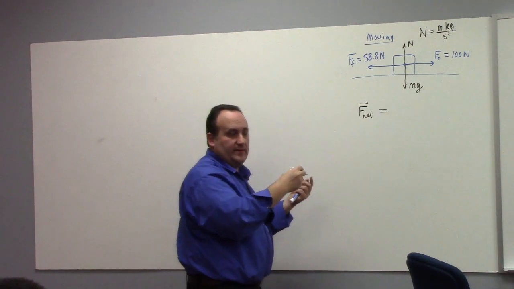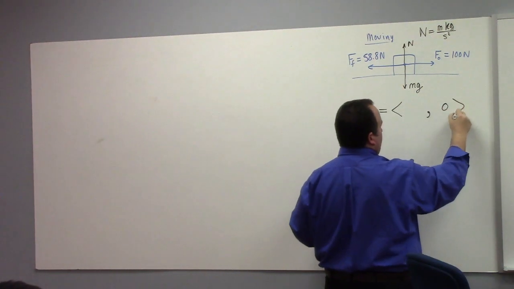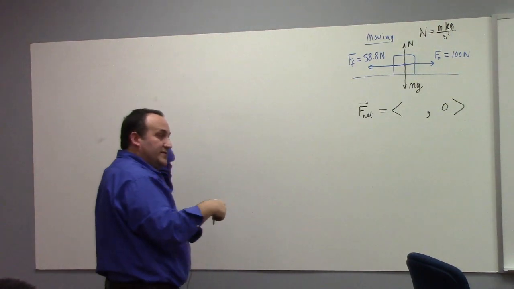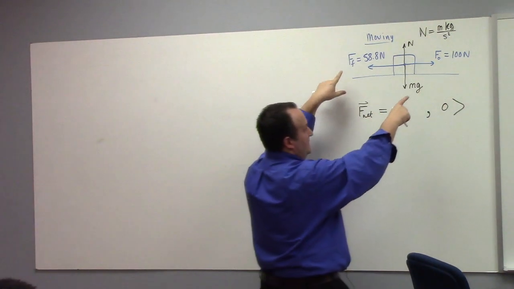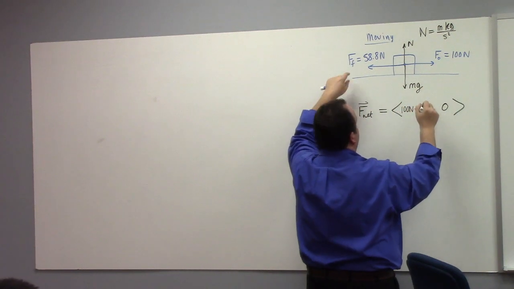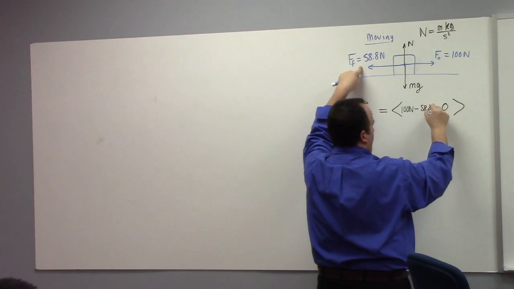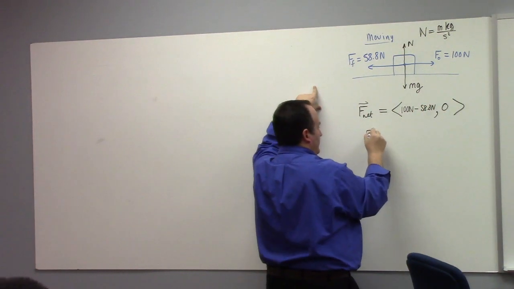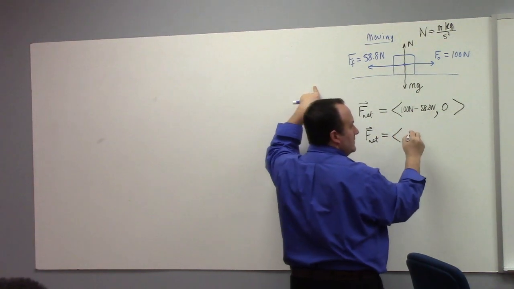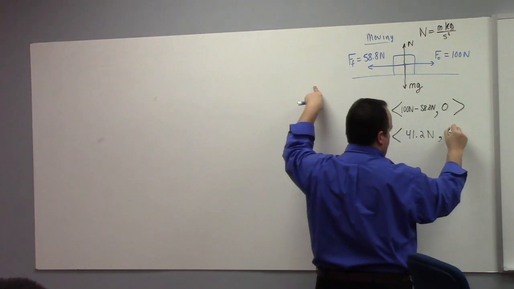So I'll write it in the bracket notation. It's 0 over here, right? The net force in the vertical direction is 0, but the net force in the horizontal direction is what? It's 100 newtons minus 58.8. So the net force is actually, what's that? 41.2 newtons, comma 0, right?